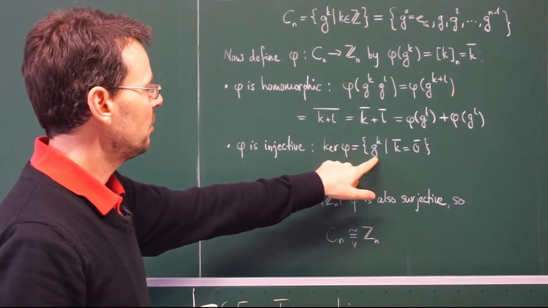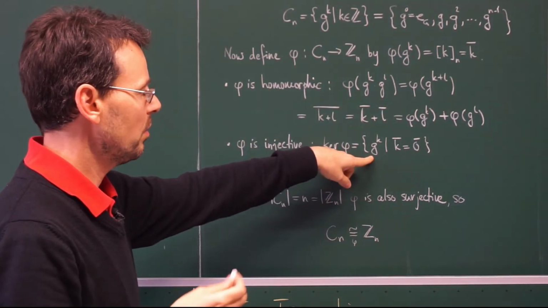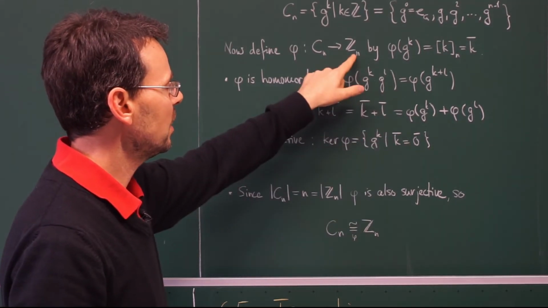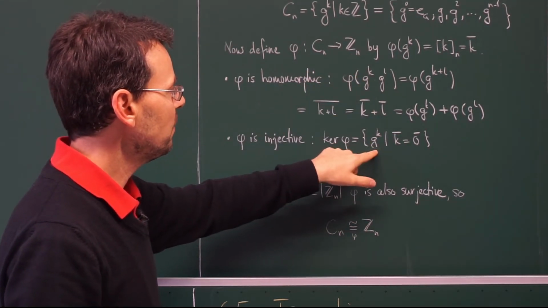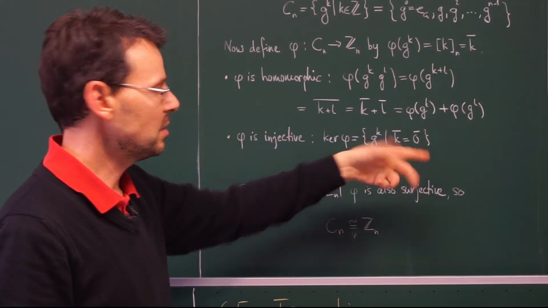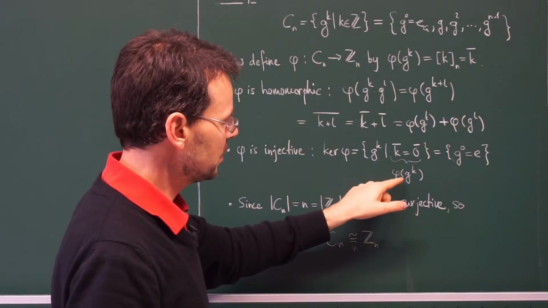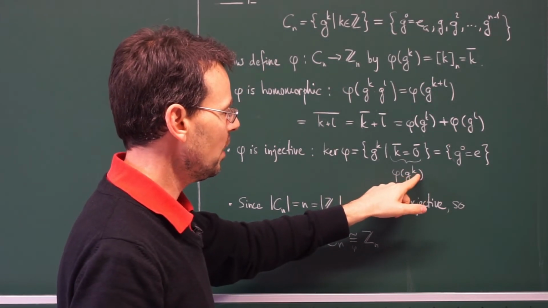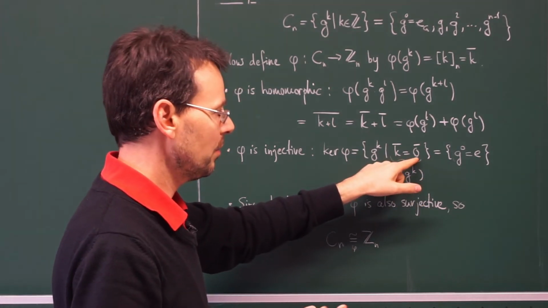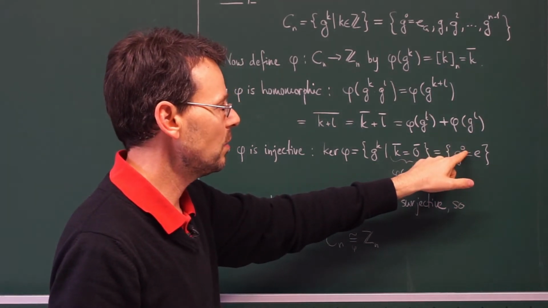So the kernel, by definition, consists of all elements that always look like this, g to the power of some integer k, such that phi of this element is the neutral element. But phi of this element is just the residue class, and the neutral element is the residue class of 0. So this here is phi applied to g to the k. And now the only possibility for this to become 0 bar is if the exponent already was 0.